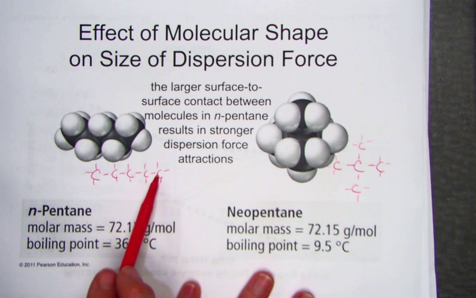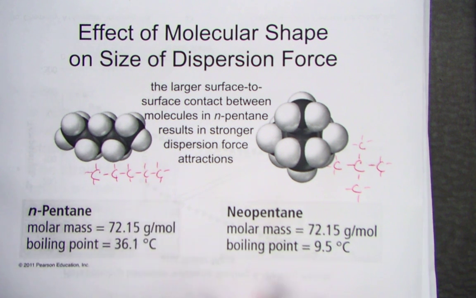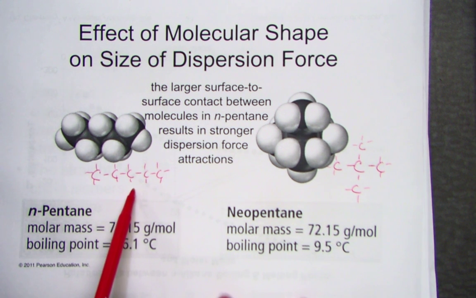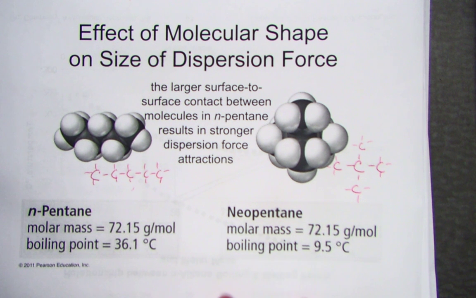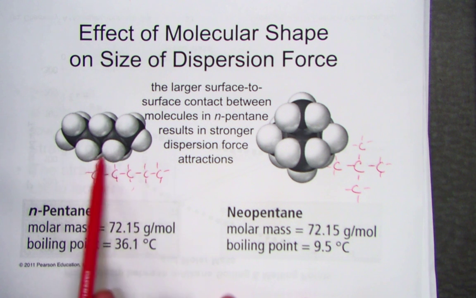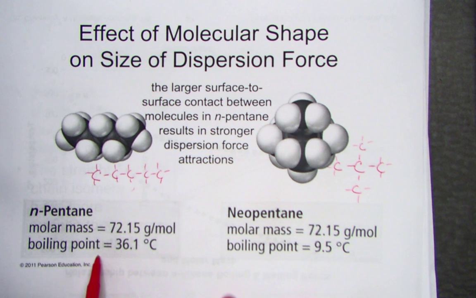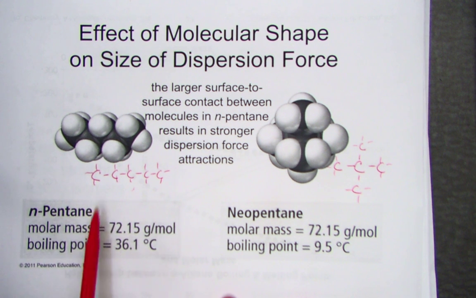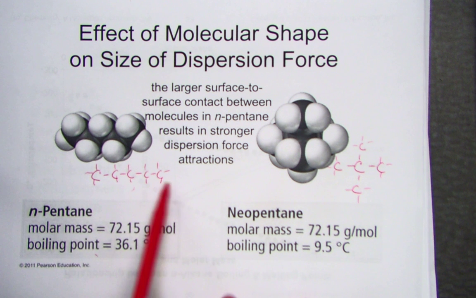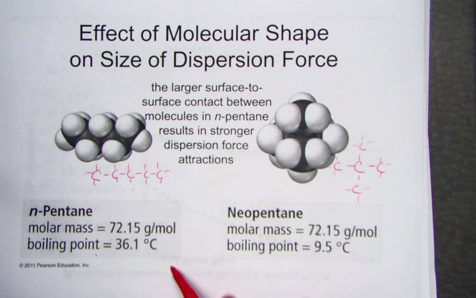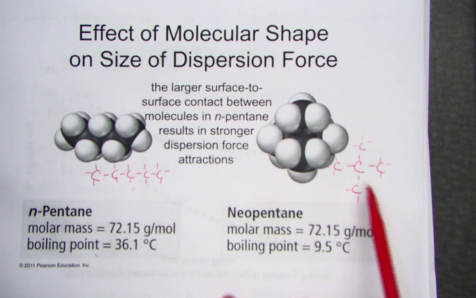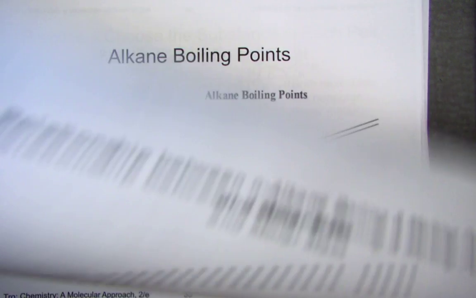The longer the chain, the more opportunity to create surface area contact, and therefore more London dispersion force, and therefore a higher boiling point. Same molar mass, different arrangement. The one that has more surface area creates more intermolecular attraction and will have a higher boiling point. Clearly, normal pentane, n-pentane, 5 in a row, boils at a higher temperature than neopentane, which has less surface area to create London dispersion forces.